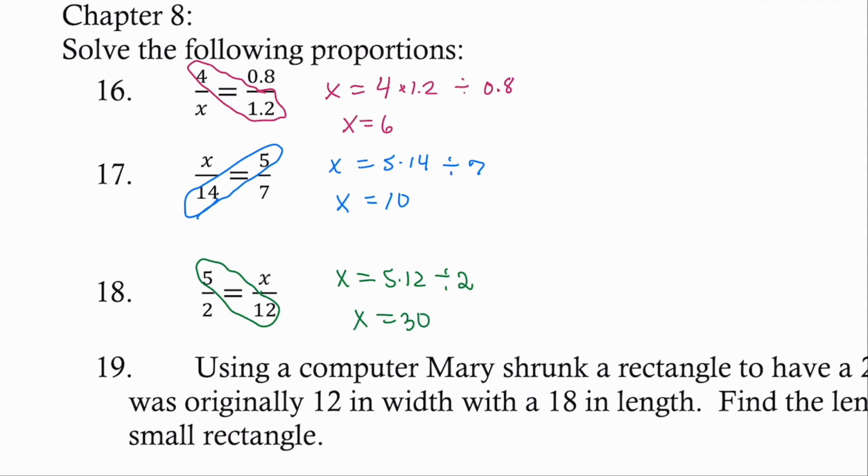Now you can check any of these proportions. You can check your work. Once you think that x is 6, you can do 4 divided by 6, which should be the same as 0.8 divided by 1.2. If you think that x is 10, 10 divided by 14 should be the same as 5 divided by 7. And if you think x is 30, you can do 5 divided by 12 on your calculator, which should be the same as 2.5 divided by 6. You can check these pretty easily.